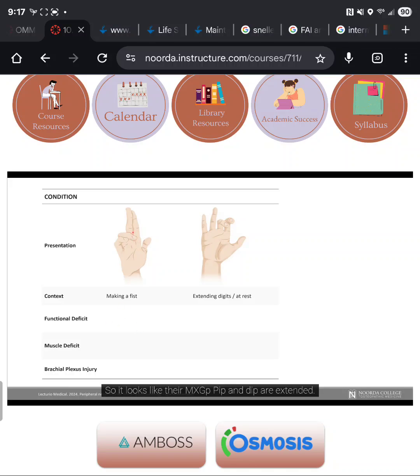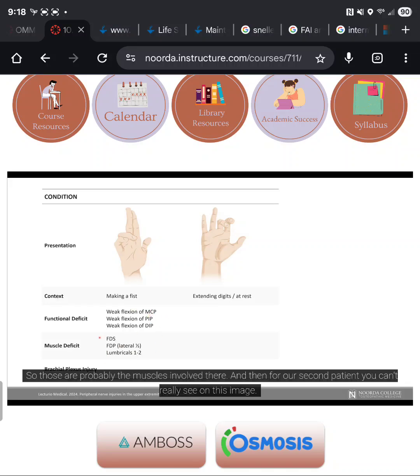So it looks like their MCP, PIP, and DIP are extended. So that means that they cannot flex their MCP, their PIP, or their DIP. And so the muscles that might be involved with that, I know flexor digitorum superficialis, that flexes the MCP and the PIP. Flexor digitorum profundus flexes all of these. And then the lumbricals flex the MCP. So those are probably the muscles involved there.